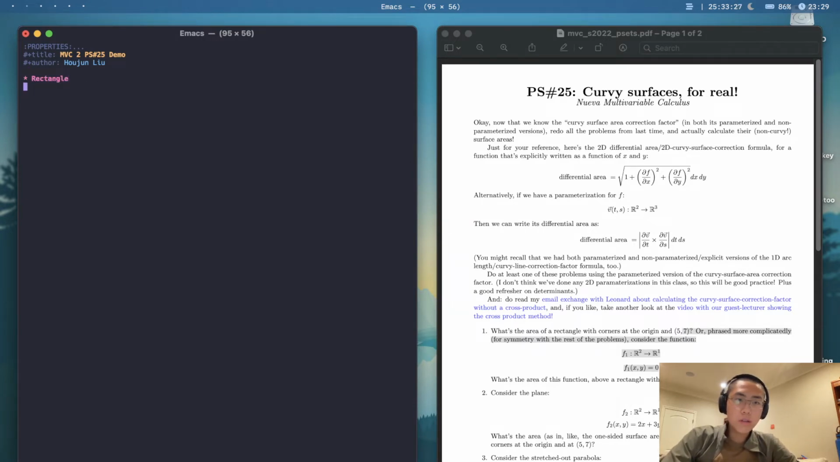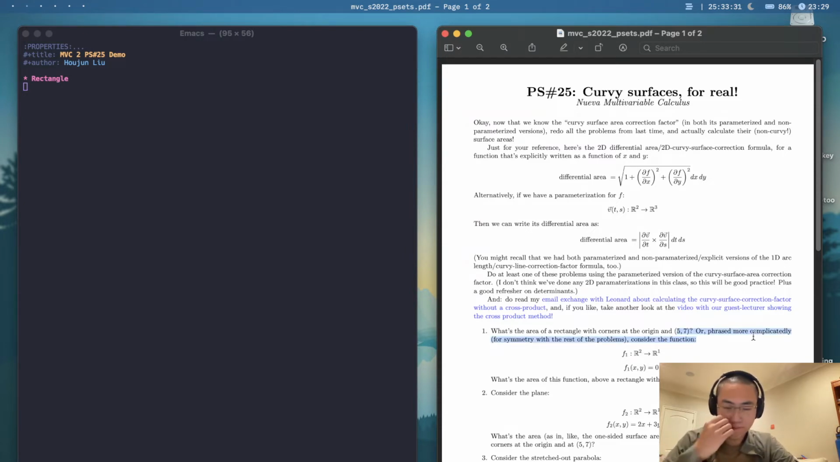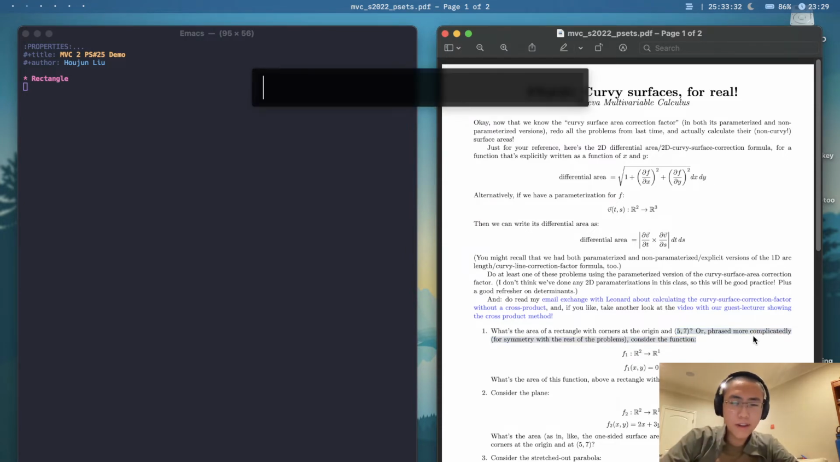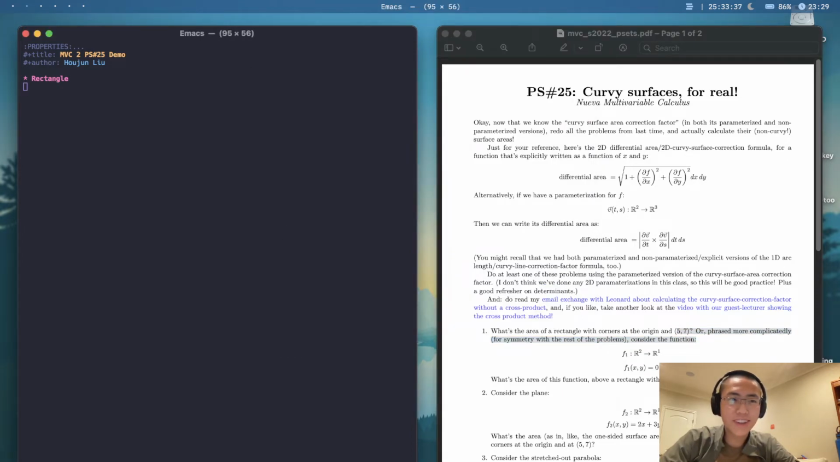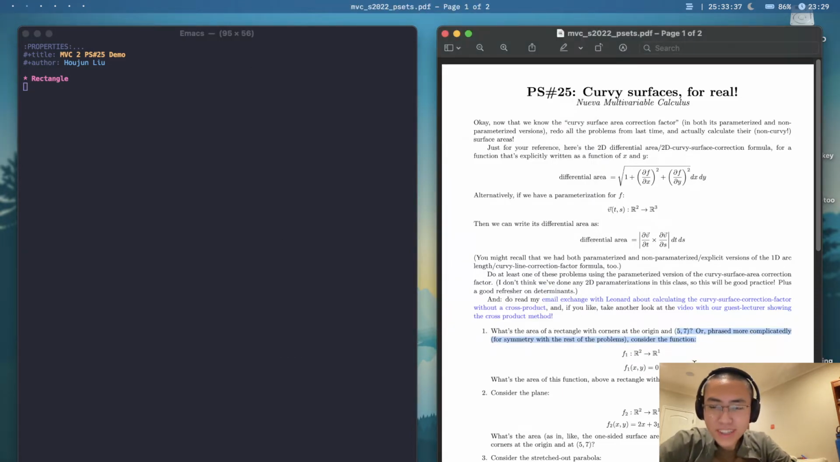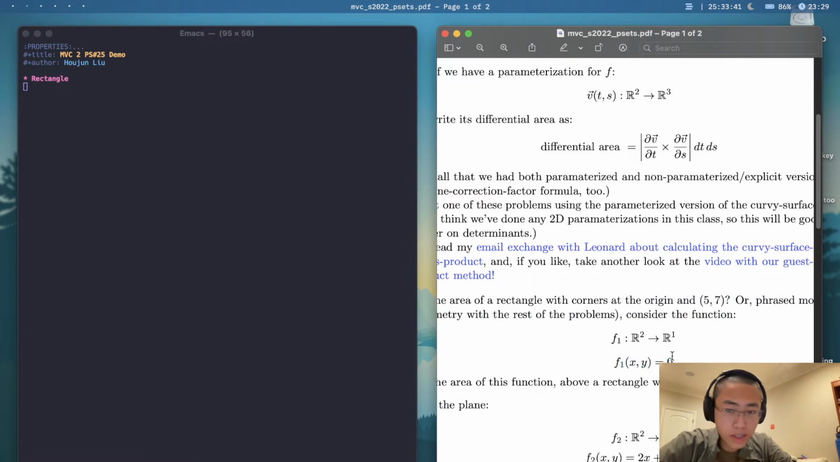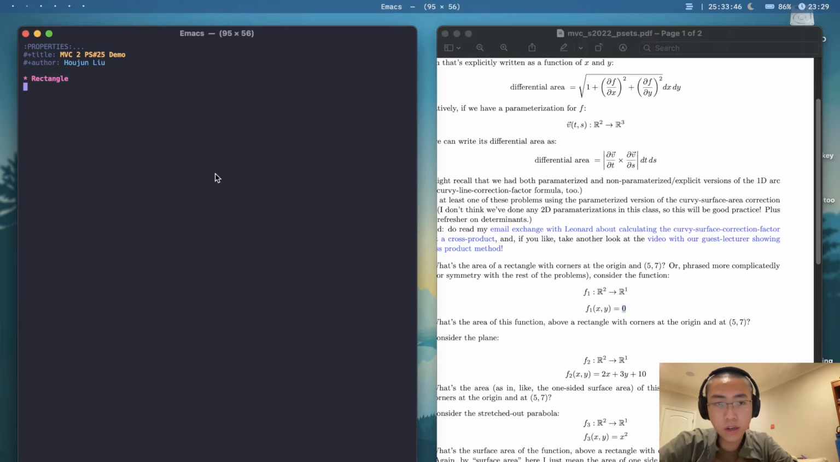So here's a rectangle. The area should be 5 times 7. That's what? 35? What's 5 times 7? 35. Yes. Okay, good. And even if the function is 0, this 0 doesn't actually get multiplied anywhere, because remember, we're only adding up dA, not the function itself.